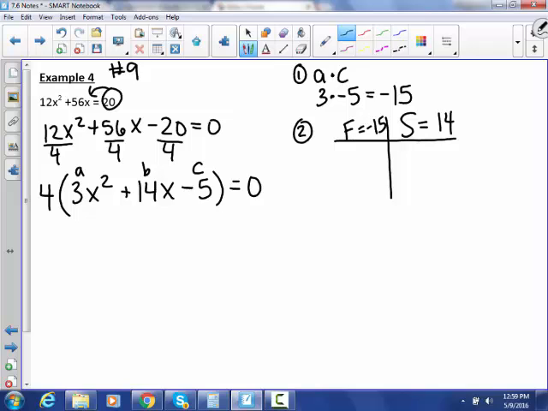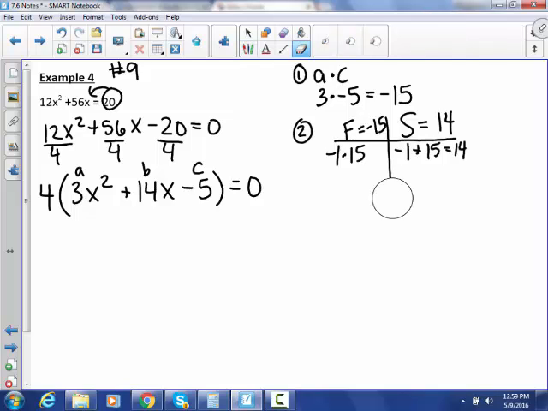Okay? You may think of anything? No. One. Negative 1 times. Oh, negative 1 times 15. Negative 1 times 15. Yep. Negative 1 plus 15 is 14. Yep, that works. Now, remember, we can't put those in parentheses.